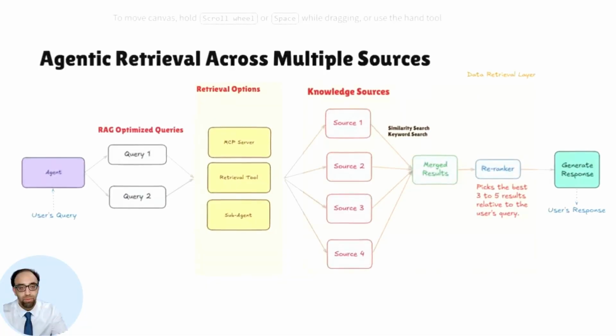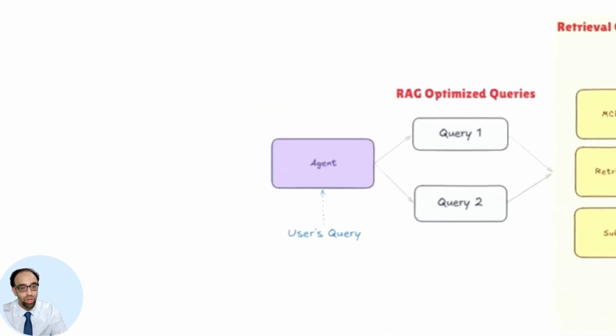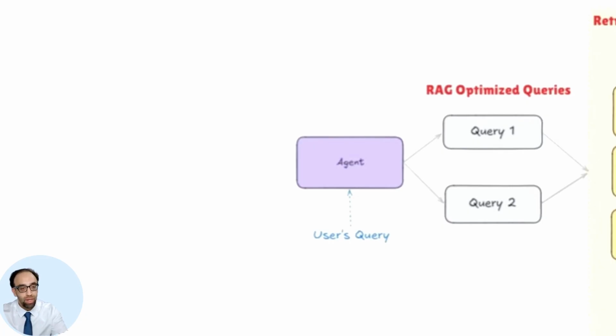Now let's figure out how the system actually works. All right, so this diagram you see here describes how the agentic retrieval system works across multiple sources. So we'll dive deep in. We're going to start right here with the user's query. The user's query comes in and we have our first agent.